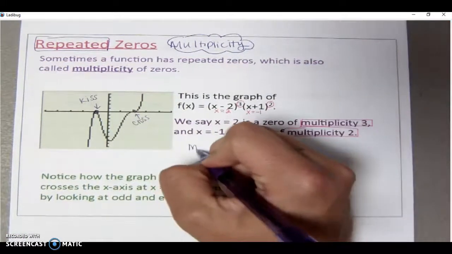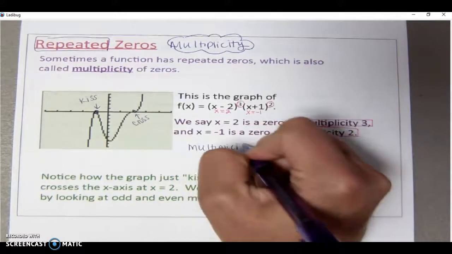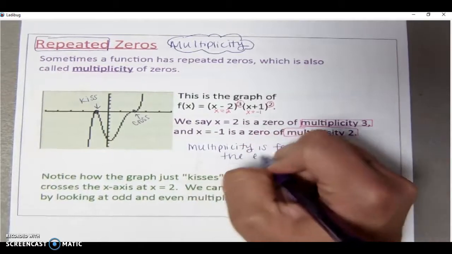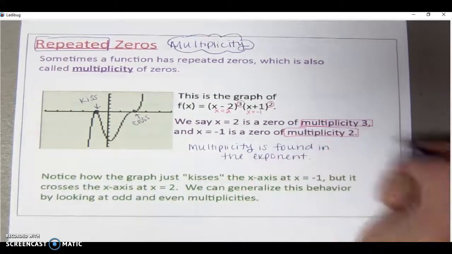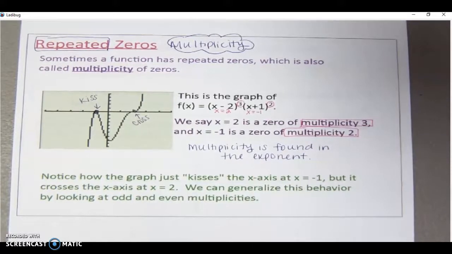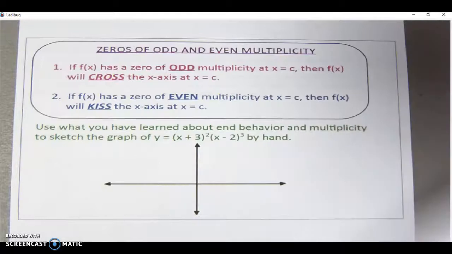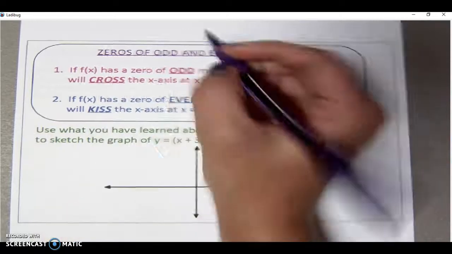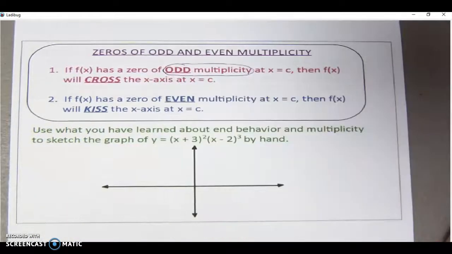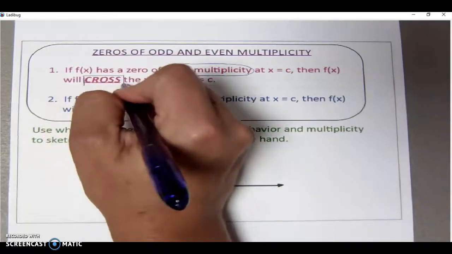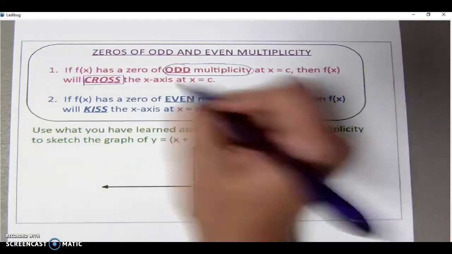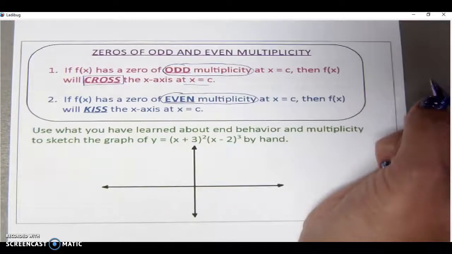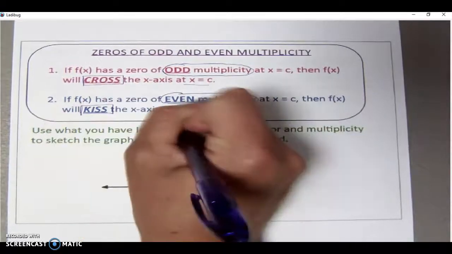And just to make sure you have it in your notes, multiplicity is found in the exponent here. It tells you how many of those factors you actually have. So that's where your multiplicity comes from. Okay, so how are we going to use this multiplicity? If f of x has a zero of odd multiplicity, so that exponent is odd, then it's going to cross the x-axis at that value of c. If it has an even multiplicity, then it's going to kiss the graph at x equals c.